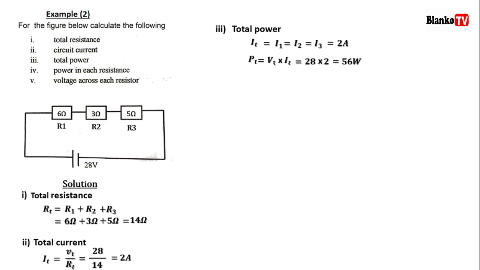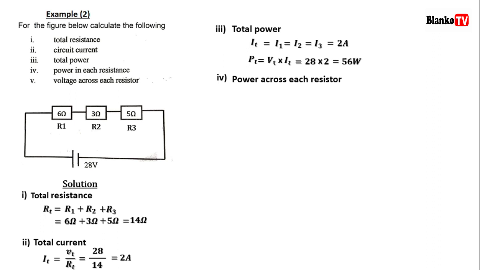Okay, so let's move on to solution IV, which is the power across each resistor. That is P1, P2, and P3. P1 is the power across resistor R1, P2 the power across resistor R2, and P3 the power across resistor R3. I hope you are following it.